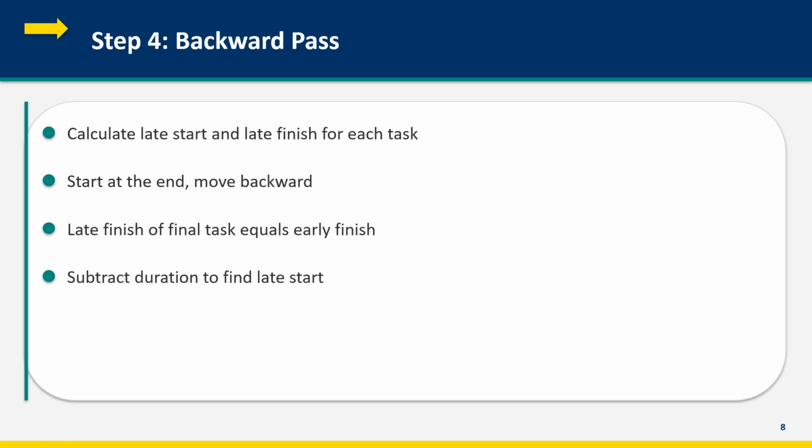Step 4 is the backward pass. This calculates the latest each activity can start and finish without delaying the project. Start at the end of the network. The late finish of the final activity equals its early finish. We want to finish on time. Subtract each activity's duration to find its late start. For predecessor activities, the late finish is the earliest late start among all successors. Move backward through the entire network. Now each activity has 4 values: early start, early finish, late start, and late finish.